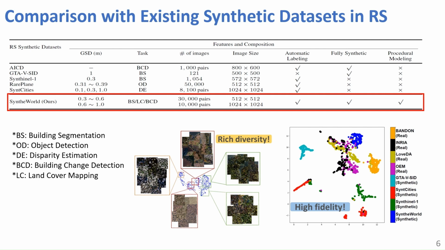The left figure below shows our dataset in feature space, with different clusters representing different areas like the city urban with taller buildings, suburban areas with lower houses, or desert or plateau rural areas. The right figure shows a feature space visualization of different datasets. You can see that the deep blue dots representing SyntheWorld are closer to real-world remote sensing data than other synthetic datasets. All of this shows SyntheWorld's rich diversity and high fidelity.